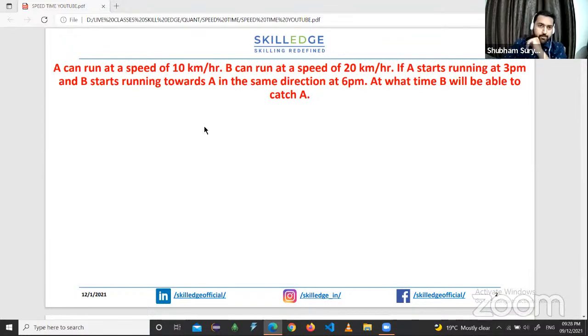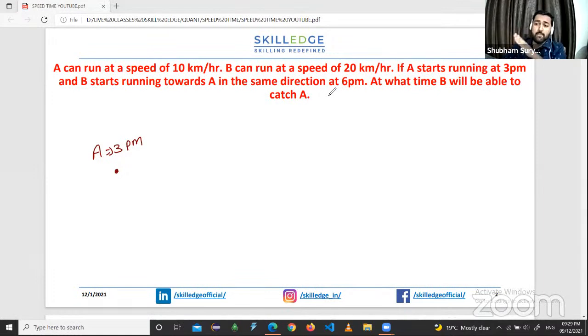Let's have a look at the solution for the question, guys. It says A can run at a speed of 10 kilometers per hour, B can run at a speed of 20 kilometers an hour. A starts running at 3 p.m. Now let's say this is my person A, he starts running at 3 p.m., guys, and he runs in the same direction. At 6 p.m., B starts running towards A.